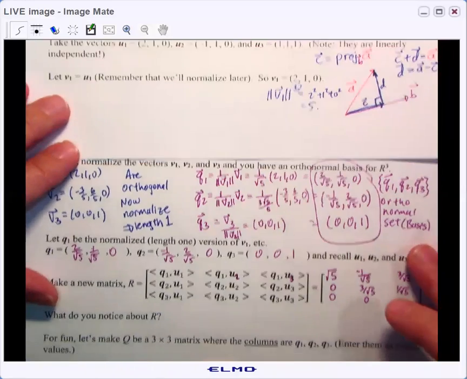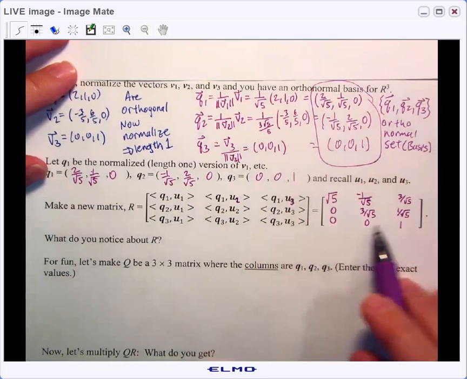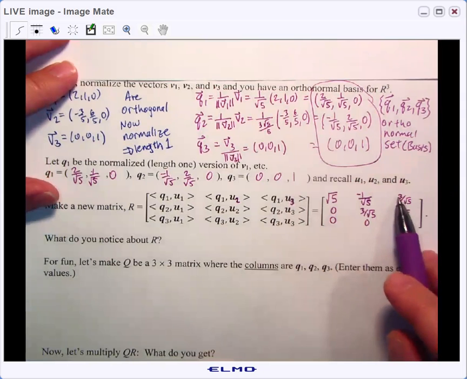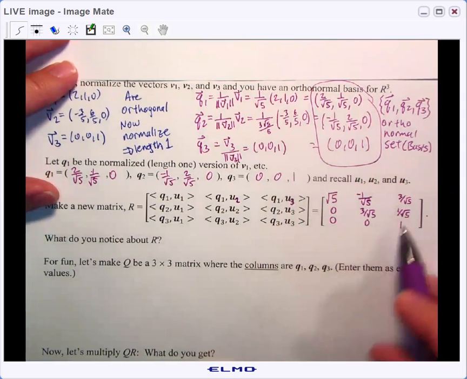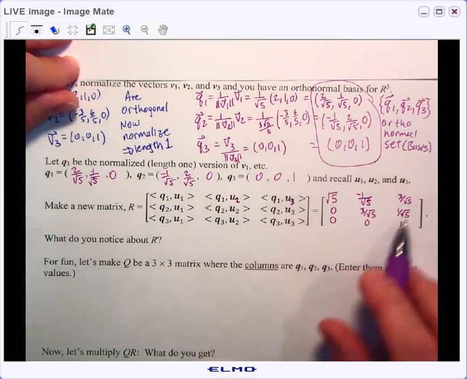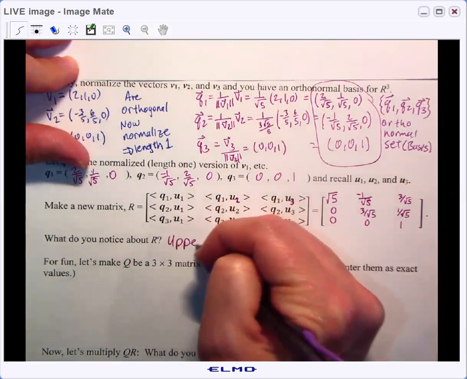All right, so now that you've made the R matrix, hopefully you got the same thing I did: square root of 5, negative 1 over root 5, 3 over root 5, 0, 3 over root 5, 1 over root 5, 0, 0, 1. And hopefully you notice something special about this R matrix. It is upper triangular.